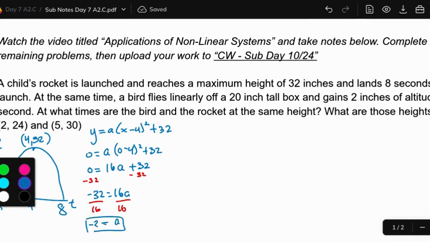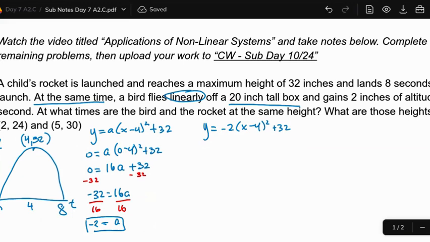So now I've got my equation for the quadratic function. I've got y equals negative 2 times (x minus 4) squared plus 32. I can continue and see that at the same time, a bird is flying linearly off of a 20-inch tall box. So let's see, it starts off at 20 inches, and that's how tall the box is. And it gains 2 inches of altitude every second. So that's my rise over run.